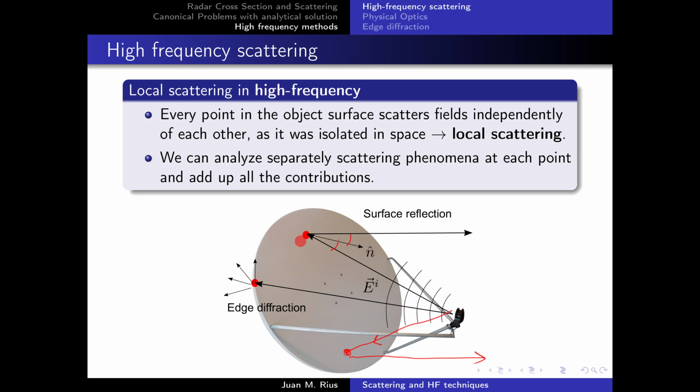For example, for these points that belong to the surface, we have surface reflection, but for other points like this here, that are on an edge, we have edge diffraction, and there are also other effects that we will see later. But the main idea is that we can analyze separately the scattering phenomena at different scattering points, because these scatter the field independently from each other. So since there is no interaction, there is no linear system to solve.